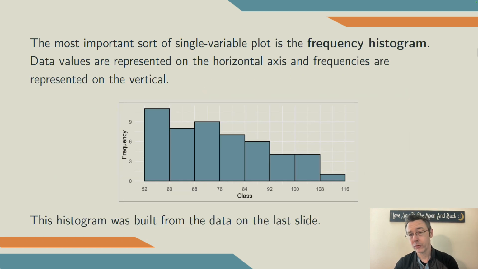The most important sort of graph for quantitative data is the frequency histogram, like the one we're seeing here. Data values are represented on the horizontal axis, and frequencies, or counts, are on the vertical. And so this histogram that we're looking at here was built by me using the data from the previous slide. It's a lot easier to understand and to think about, isn't it?